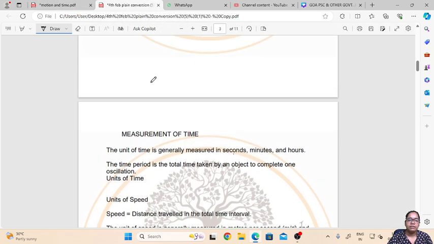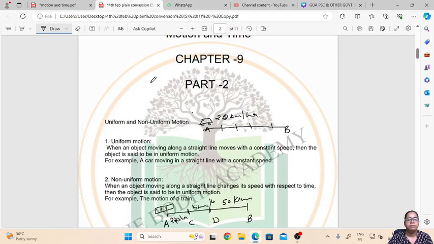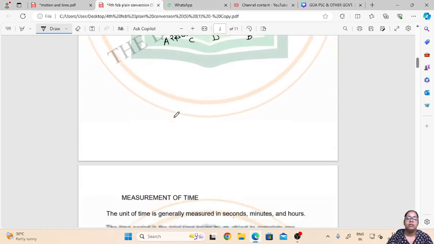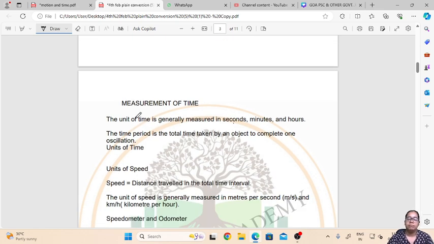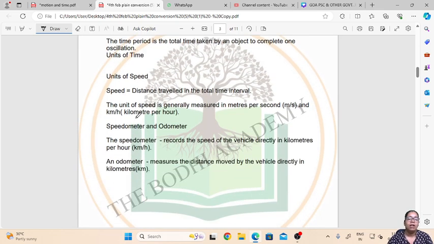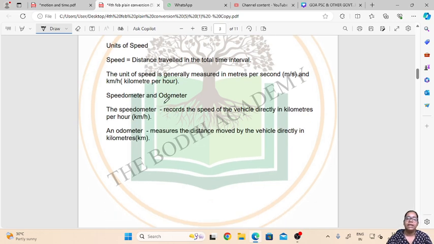So in today's class, we have learned about uniform motion and non-uniform motion, then how we calculate time using the simple pendulum principle, then the units of time and units of speed, and how speed is measured in any object, that is using the speedometer and the odometer.